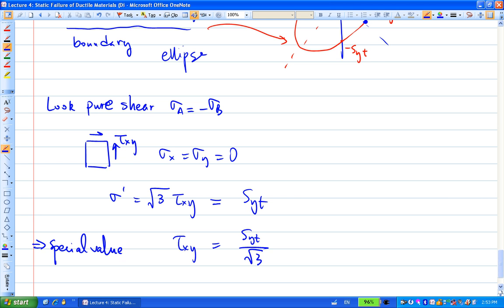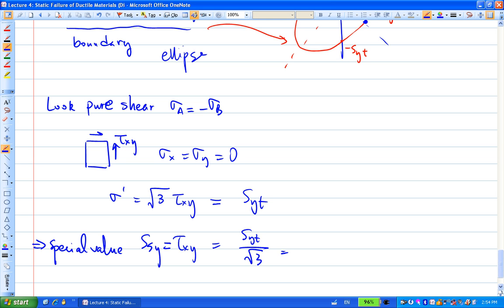Why is it special? Because anywhere beyond that it's failure, and less than that is good. So this tau xy is the value under pure torsion, and pure torsion is supposed to give us a test value, a shear strength. So this special value is the shear strength value that we're looking for.